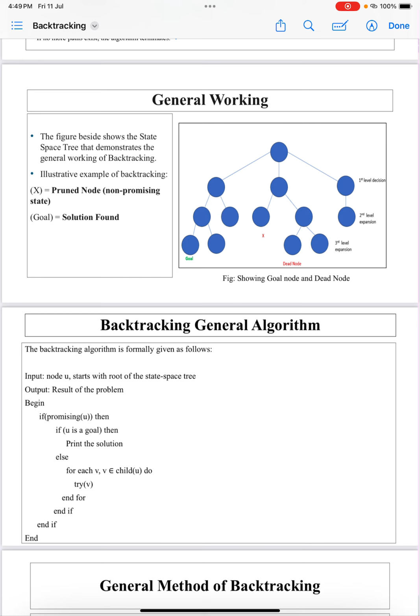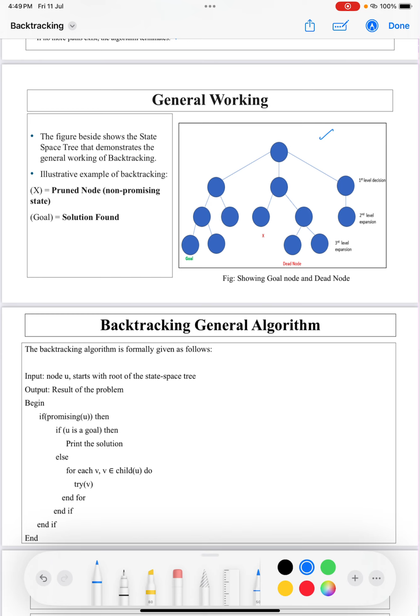Here on the right hand side, it is given as a state space tree. Here we have marked two nodes. One is a goal node, the other one is a dead node. There are levels: first level decision, second level expansion, and third level expansion. So the figure beside shows that the state space tree demonstrates the general working of backtracking. Here X represents the prune node, which is a non-promising node. So this node is a non-promising node, which is a prune node. Here we have to perform pruning. And this goal is a node where the solution is found.